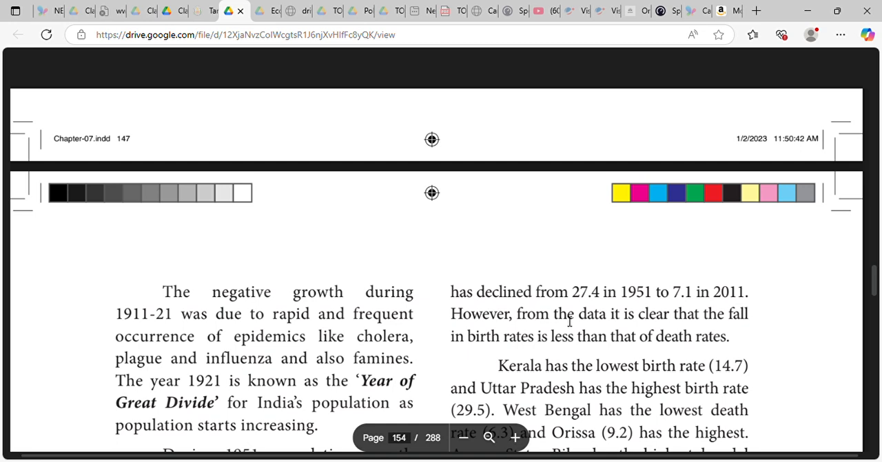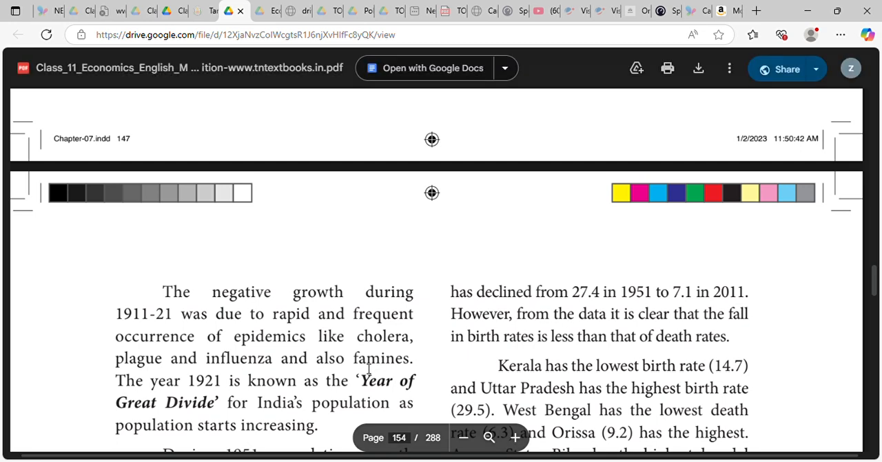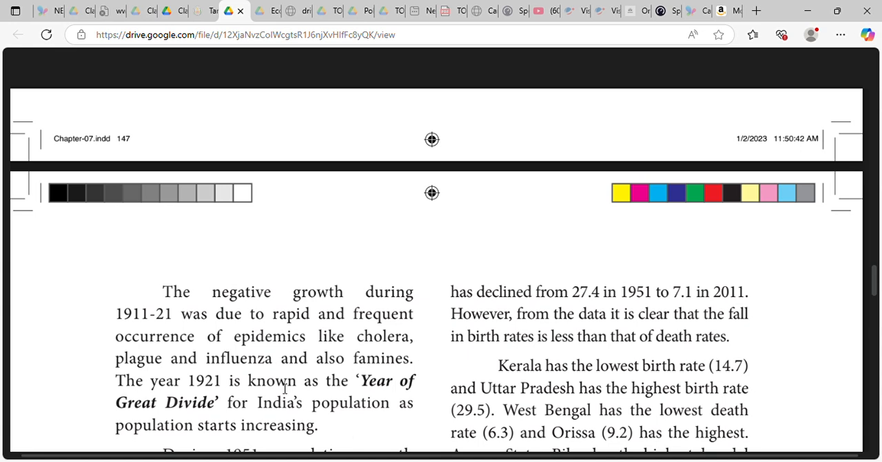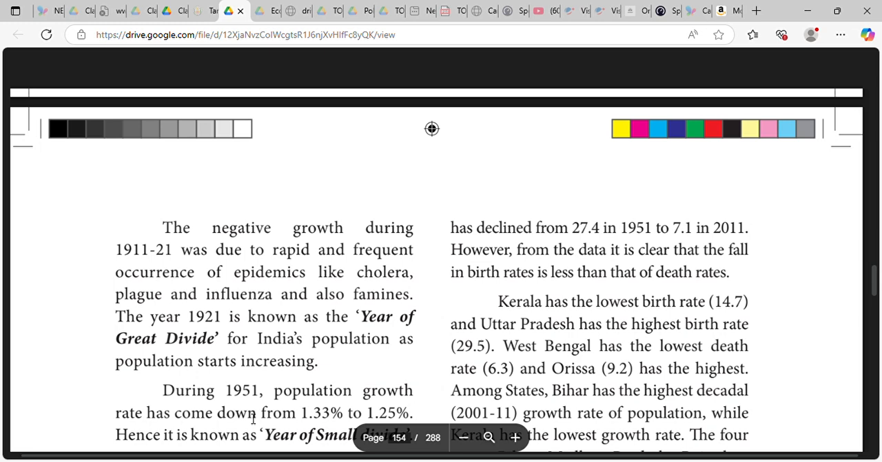The negative growth during 1911 to 21 was due to rapid and frequent occurrence of epidemics like cholera, plague, and influenza, and also famines. The year 1921 is known as the year of Great Divide, for India's population starts rising.